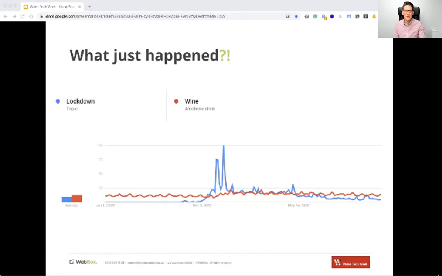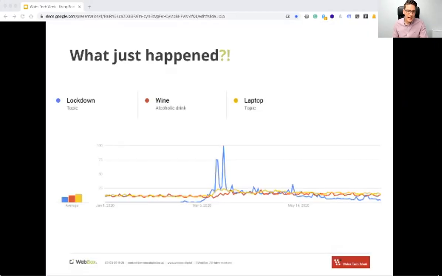Now, this isn't a great surprise because we're all at home, and most of us have turned to e-commerce stores rather than traditional shops. So it kind of makes sense. But it's also really useful data for those who might be selling wine online or wine subscriptions. This is the kind of data that you would use to inform how your campaigns move forward.